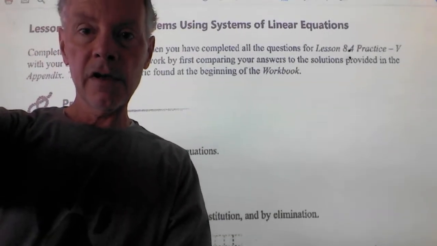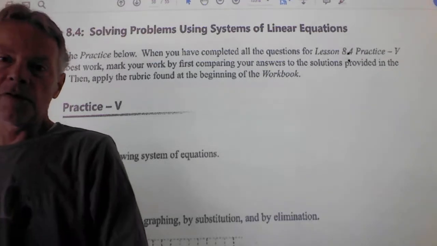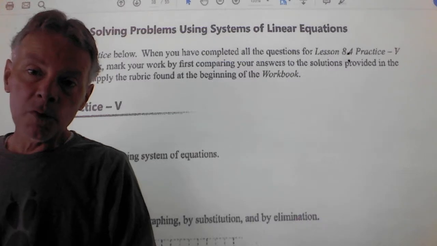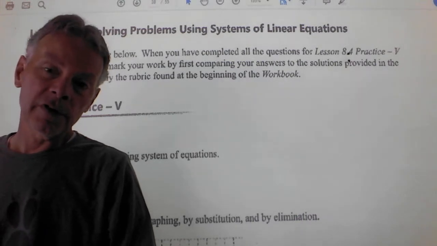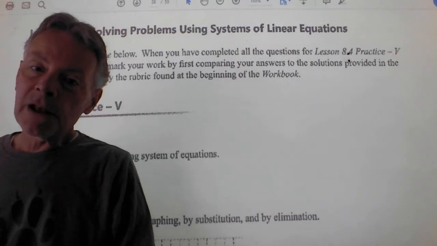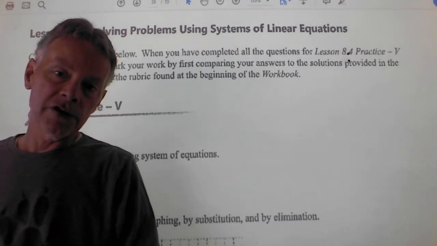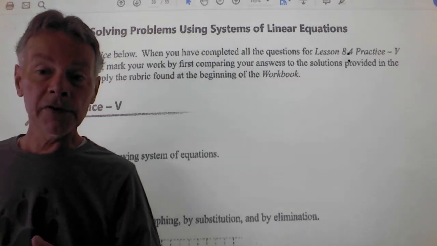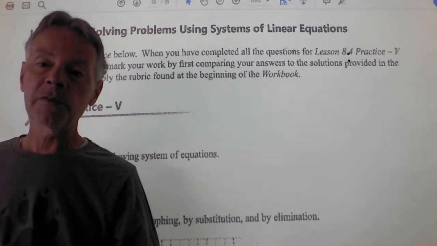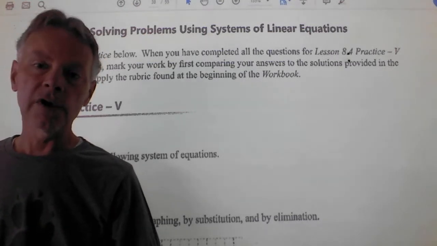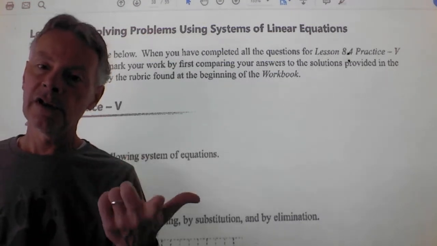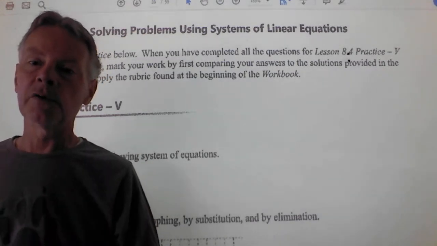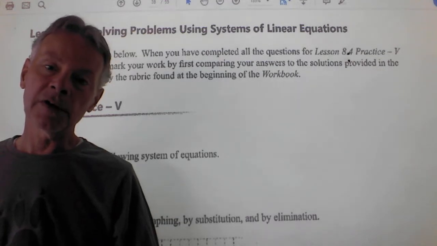There we go. Section 8.4, as you can see on the screen behind me, is all about solving word problems that involve using systems of equations. This tends to be a little more challenging simply because you're not given the equations. In most cases, you have to develop them yourselves from reading the problem and then go ahead and solve them using graphs, substitution, or elimination. Whatever appeals to you or whatever seems easiest of those three methods.